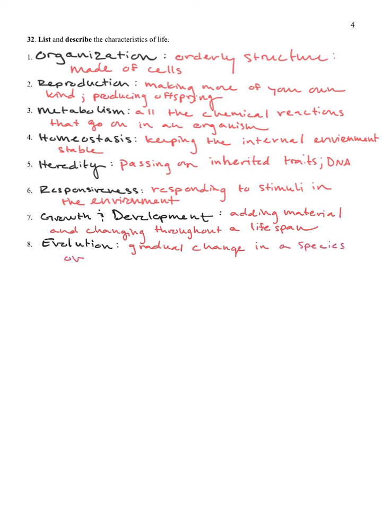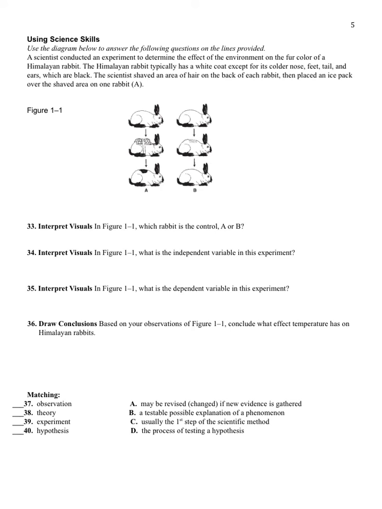All right, so you've made it to the last page of the study guide. We're going to go through identifying some variables from this experiment. So let's review the experiment first. It says that a scientist conducted an experiment to determine the effect of the environment on the fur color of a Himalayan rabbit. The Himalayan rabbit typically has a white coat except for its colder nose, feet, tails, and ears, which are black. The scientist shaved an area of hair on the back of each rabbit, then placed an ice pack over the shaved area on one rabbit. So here you can see the rabbits were shaved, but this rabbit got an ice pack, and this rabbit has no ice pack.